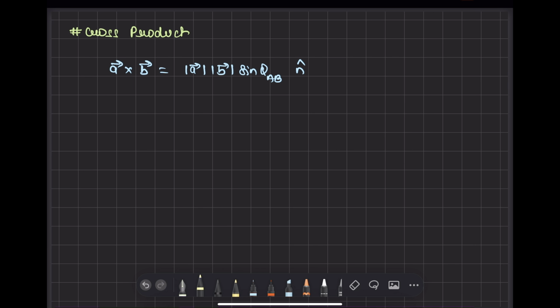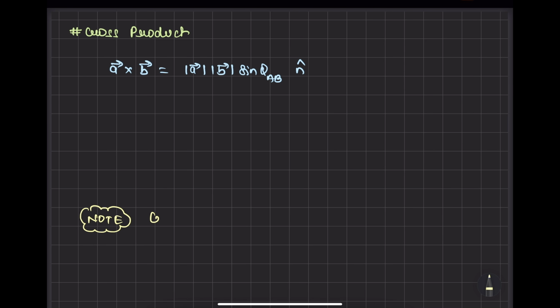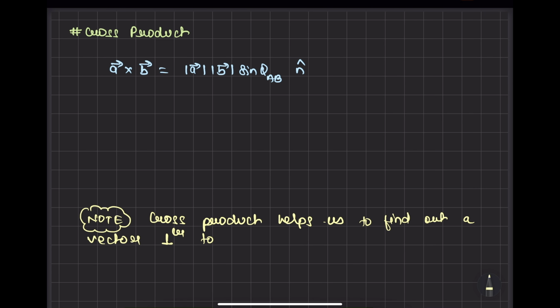Okay, so I'll write down the note. Cross product helps us to find a vector perpendicular to the plane containing vector A and vector B. Okay, so this is your first idea.